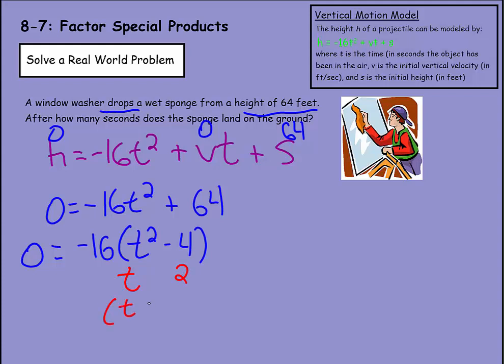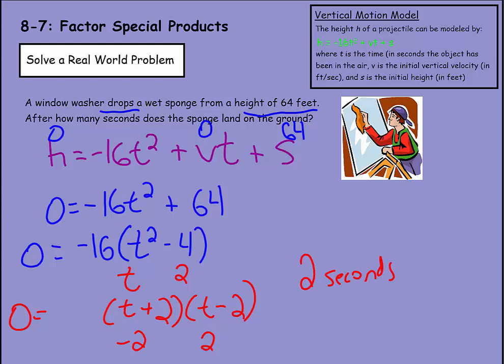So it would be t plus 2, t minus 2, and then we have negative 16 here, and then we have 0 here. This negative 16 doesn't matter because if one of these is 0, multiplying times negative 16 is not going to make any difference. So we can kind of forget about that for now, which I'm just going to erase. So if t was negative 2, this would become 0. If t was positive 2, this would become 0. Since we can't really have negative seconds, it would have to be 2 seconds for that sponge to fall and hit the ground.